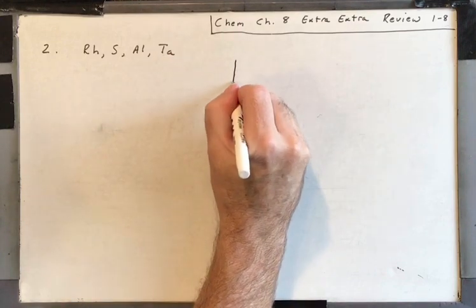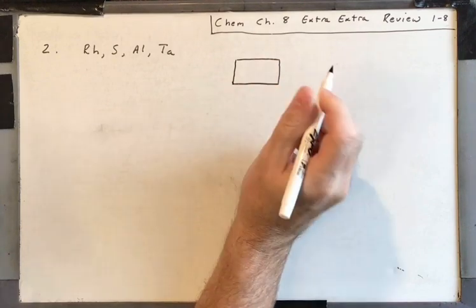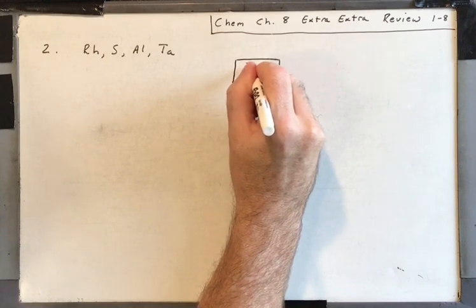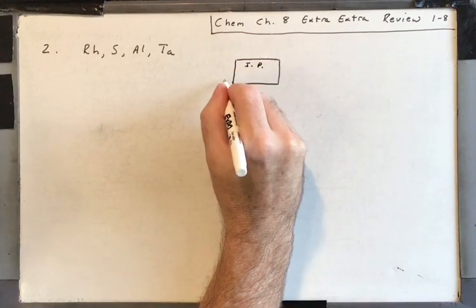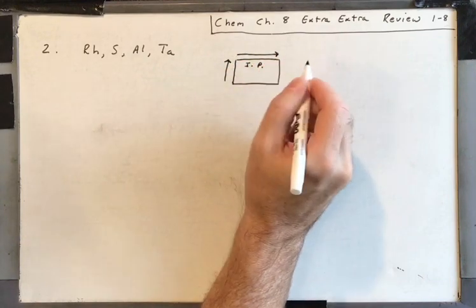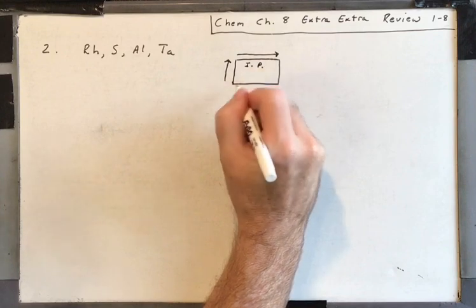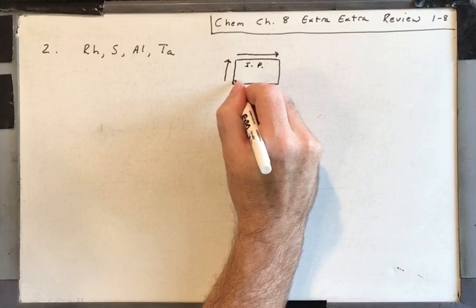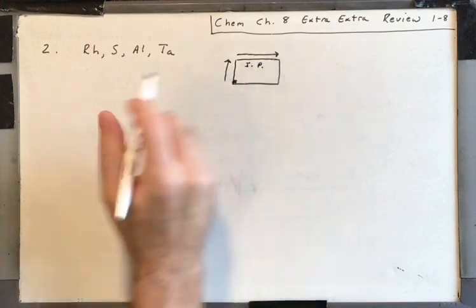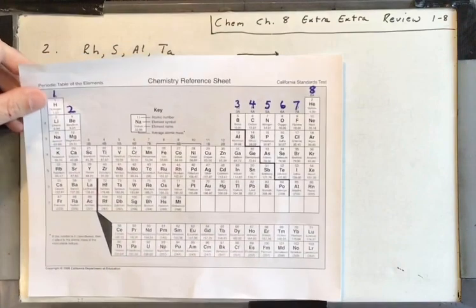Well, if you think of the periodic table as just a rectangle, and this is ionization potential, okay? It increases from bottom to top and from left to right. So fluorine up in the top right corner has the highest ionization potential, and francium down in the lower left corner has the lowest ionization potential. Okay, so if we go from least to most, increasing, we have rhodium.